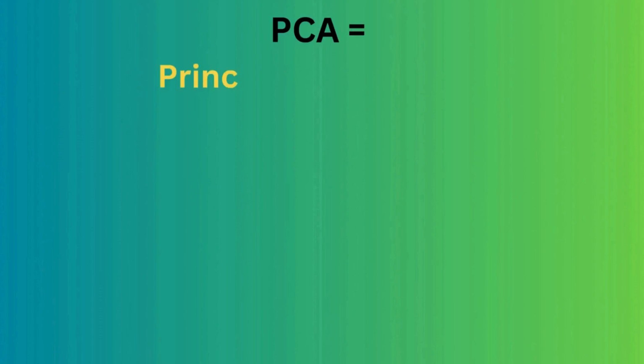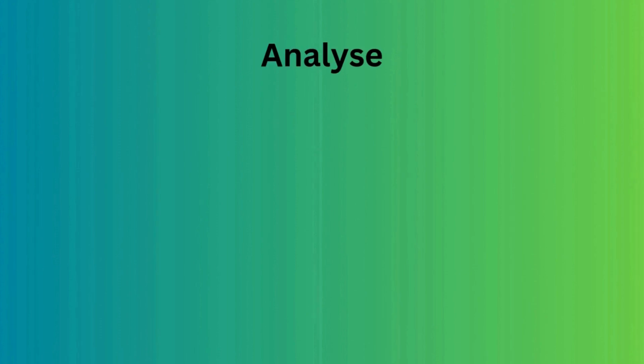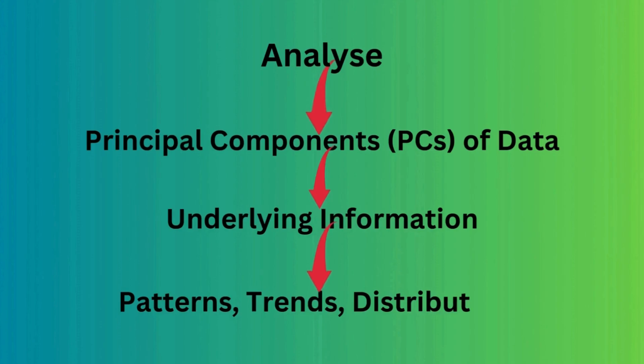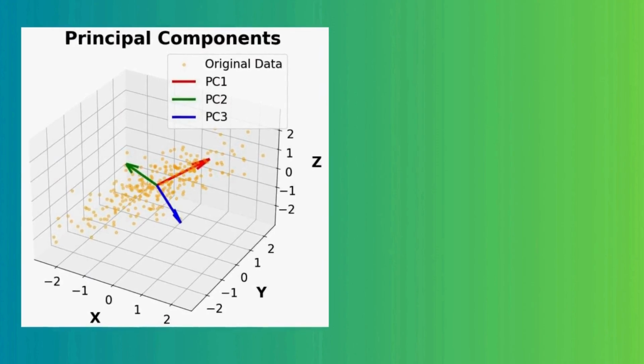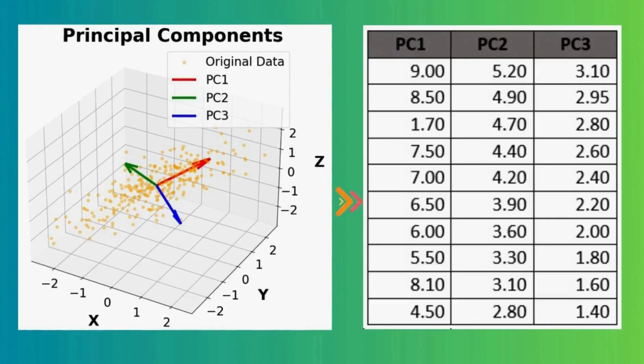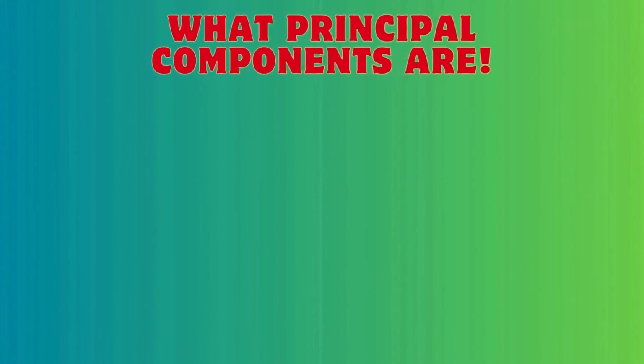So PCA stands for Principal Component Analysis, which means we analyze the principal components of a dataset to understand its underlying information. This information includes patterns, trends, distributions, and the significance of the data. As an example, you can see the principal components of a random dataset here: principal component 1, principal component 2, and principal component 3.